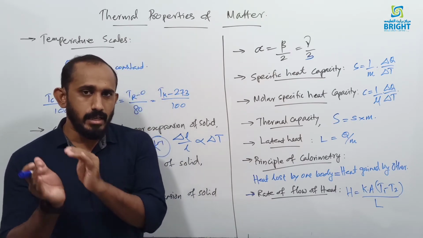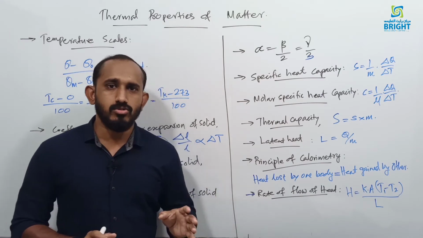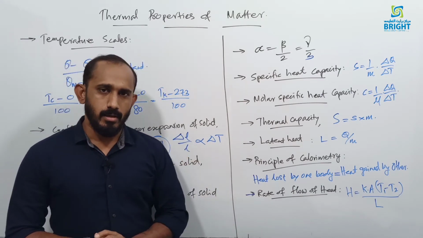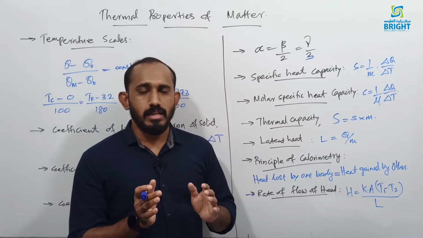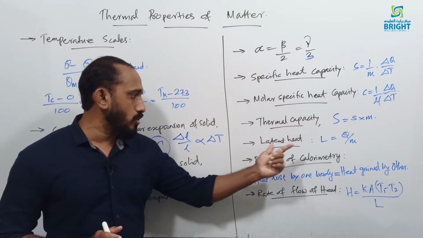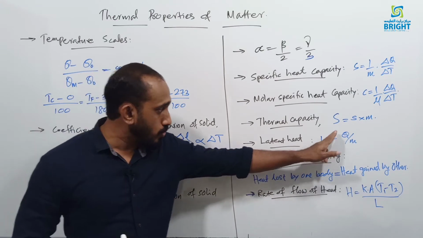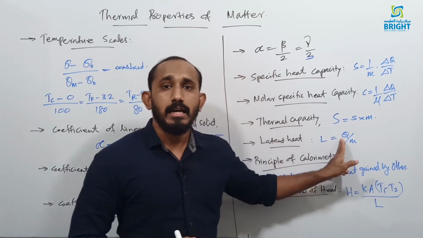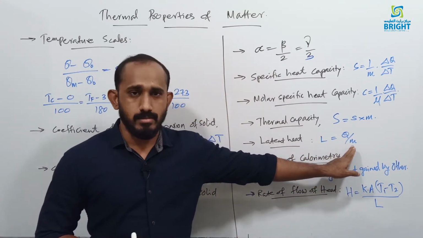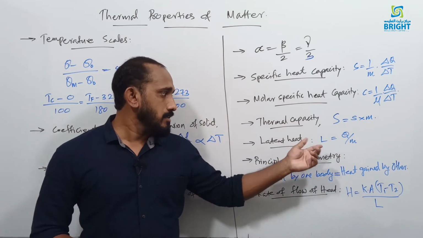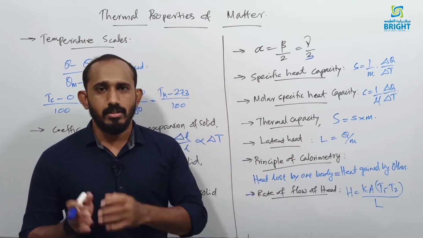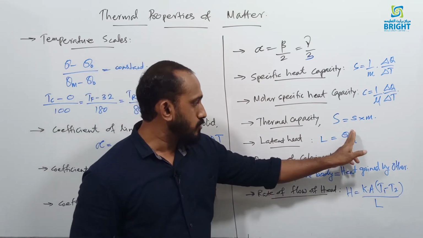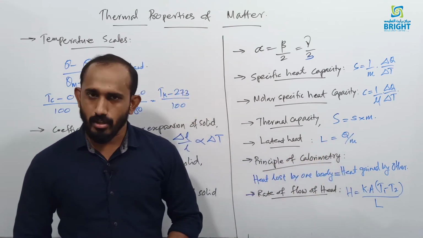So while you're providing heat to a body, normally it is used to increase the temperature of the body. But during a transition or change in state, heat is required to change the state. That amount of heat is called latent heat. L is equal to Q by M, where Q is the quantity of heat supplied and M is the mass. That is L. If you know L, then you can find how much heat is required to convert this many kilograms of a body: Q is equal to M into L. You can use that equation also.